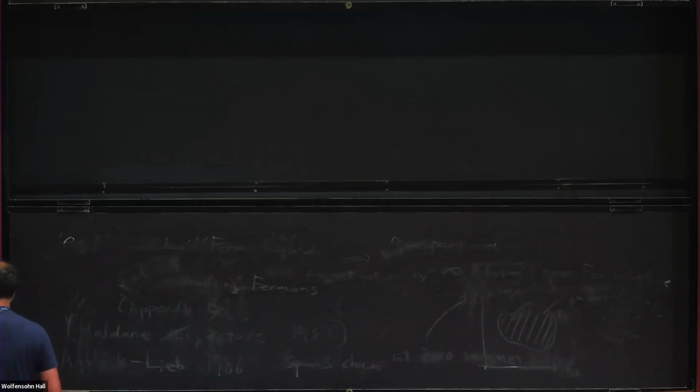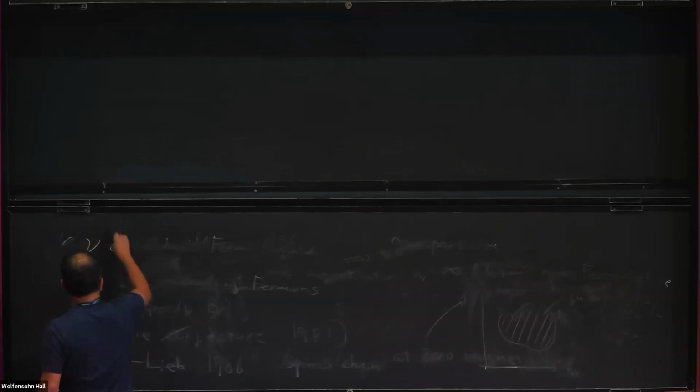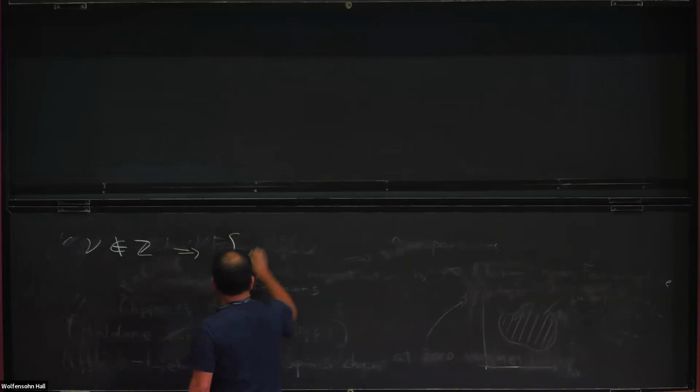And so if you do this, then what you can say is that if this total filling is non-integer, then the system is either gapless or the ground state is degenerate.